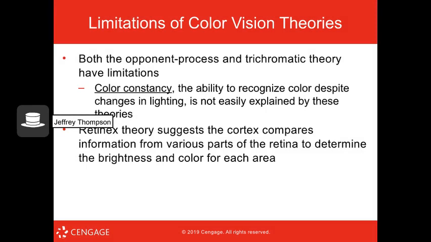So both of these theories have limits. One is the issue of color constancy, which is our ability to recognize color despite changes in lighting. It's not really able to be explained by these two theories. So there's also Retinex theory, which suggests that our visual cortices compare information from various parts of the retina to determine the brightness and color for each area.